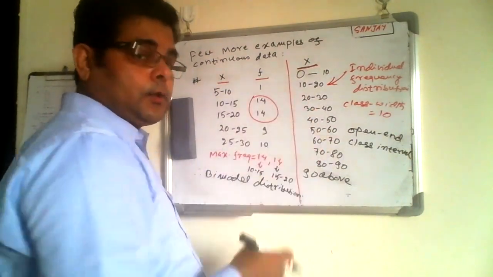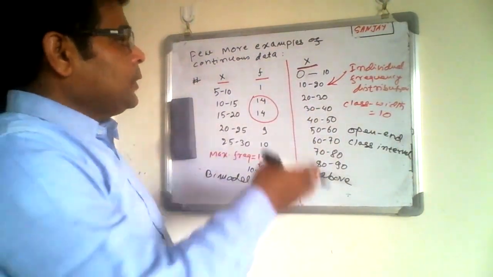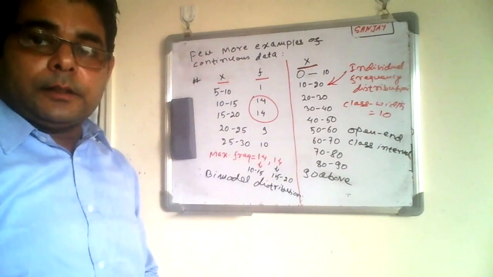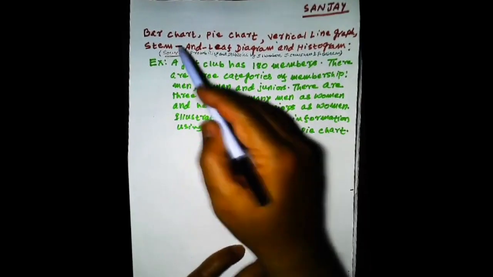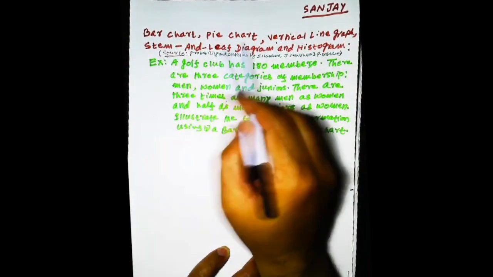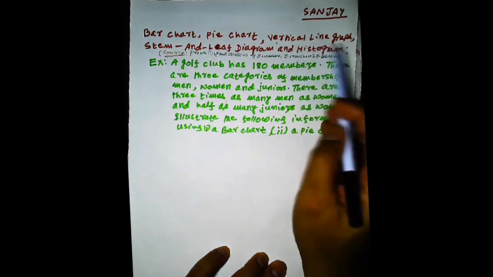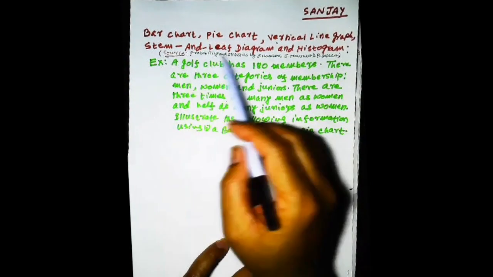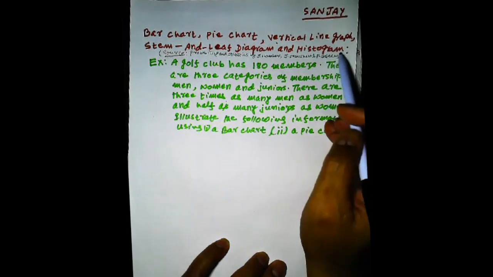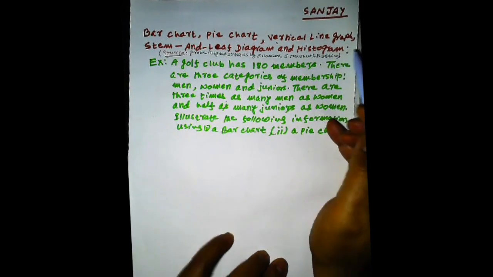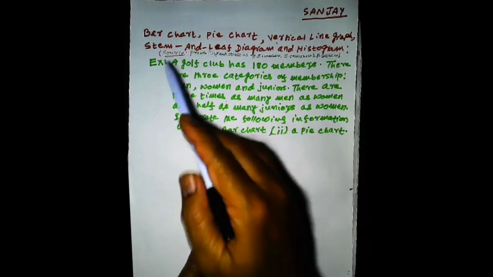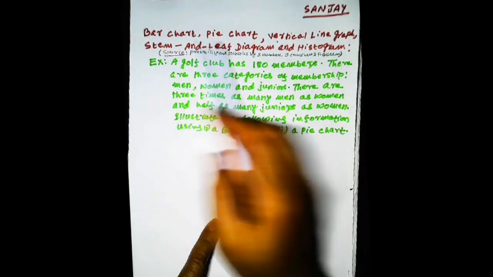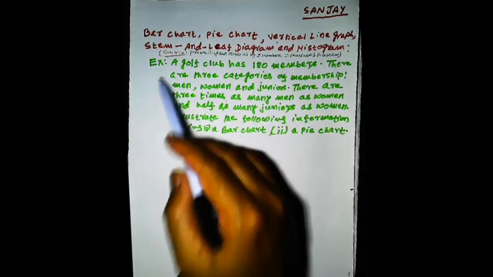So in this case also this should be called the open-ended class interval. We shall now discuss bar chart and pie chart. Vertical line graph has been already discussed earlier. Then stem and leaf diagram and histogram we will discuss in another class. So in order to discuss bar chart and pie chart, we have this example.